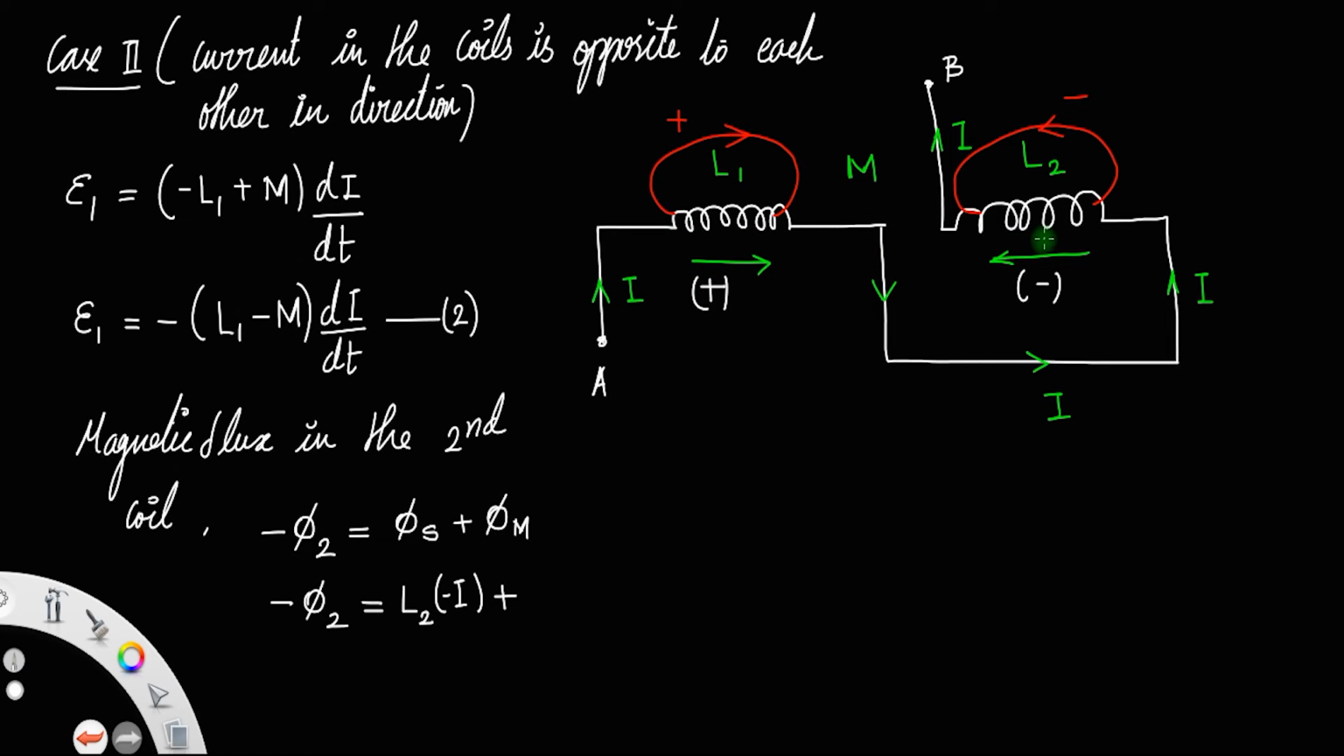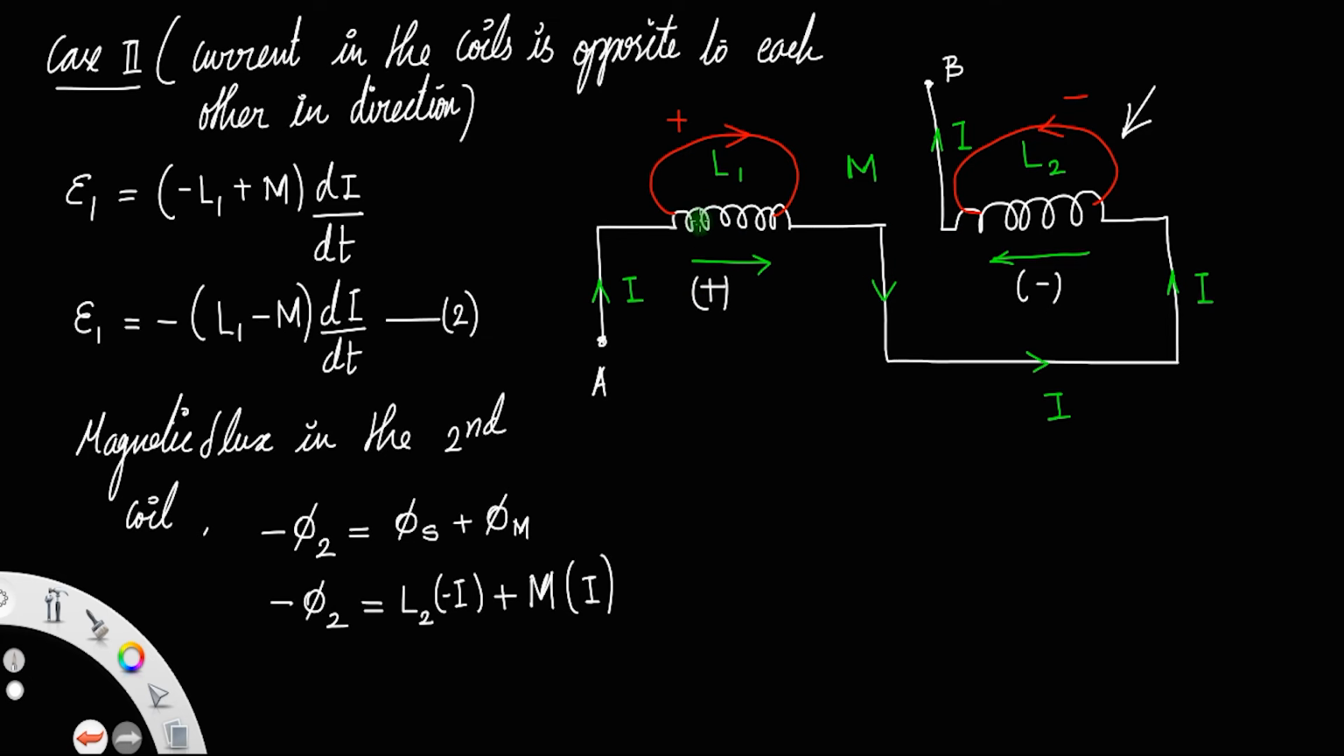Since mutual induction is a phenomenon that is happening because of this nearby coil, I'm considering this coil. So the current I have to take is in the first coil. But the current in the first coil is taken as positive. So mutual inductance times current. Clear? I'll again explain. In our first case, the self-induction is due to this current itself. This current we took as negative. So L2 times minus I.